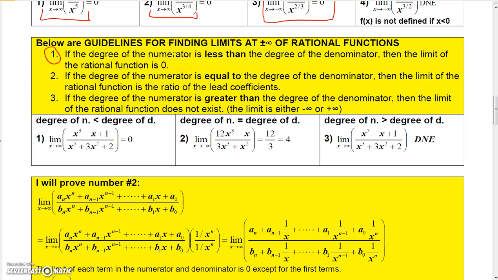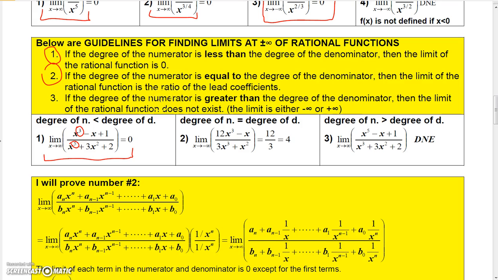If the degree of the numerator is less than the degree of the denominator, then the limit of the rational function is 0. So if you look at this rational function, the degree of the numerator is 3, the degree of the denominator is 5, so the limit of this rational function as x goes to infinity or negative infinity is actually 0.